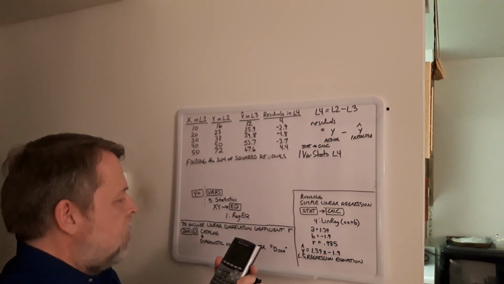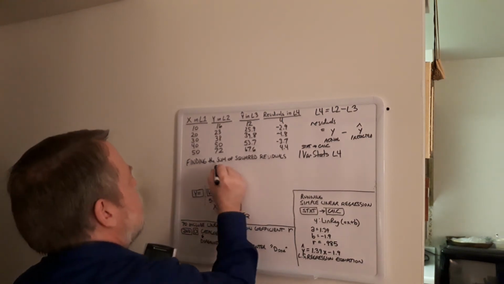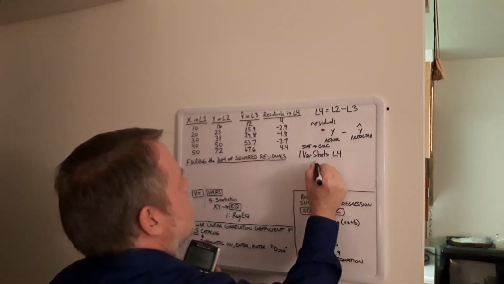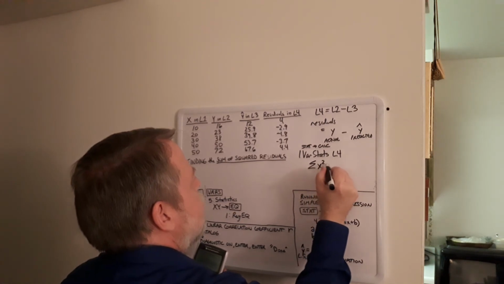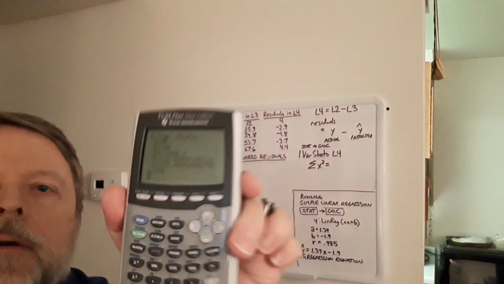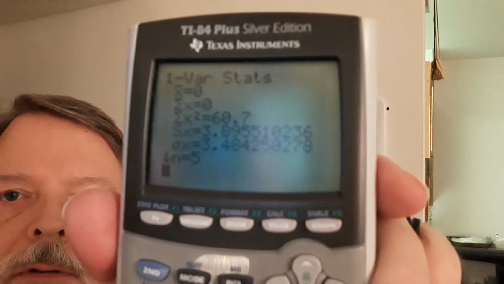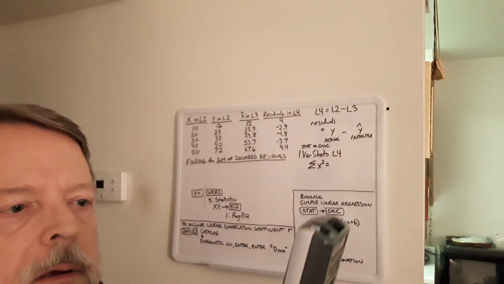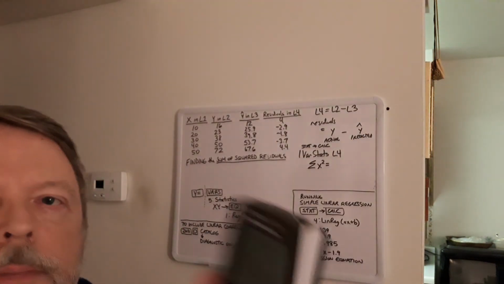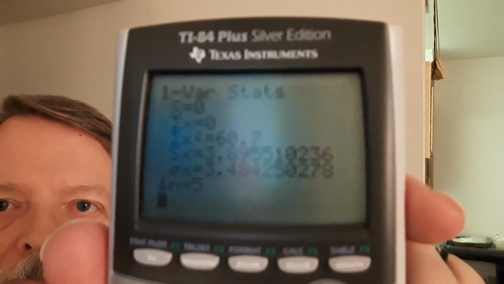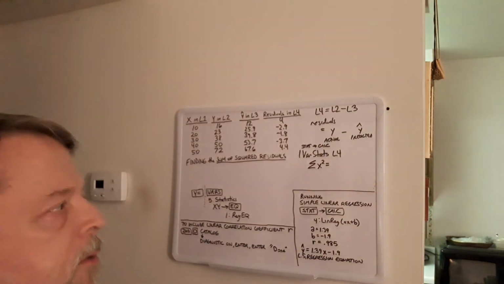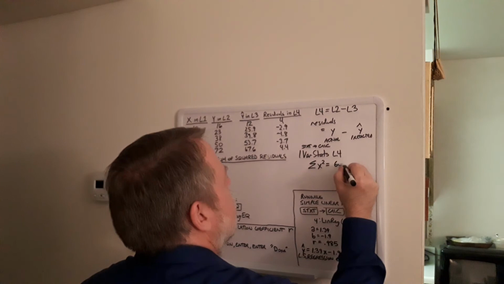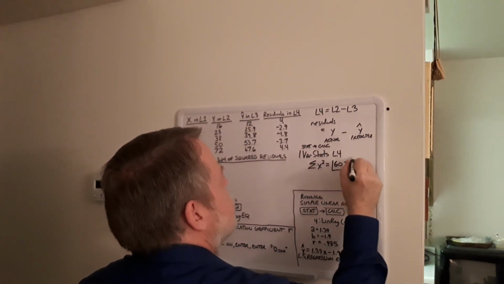And what we want to read off here, sum of squared residuals, so the sum of the x squareds, whatever we see there, and if you look on the screen here, sum of the x squareds, right there, is 60.7. You see the 60.7 right there. That is what we're looking for. That would be our answer.